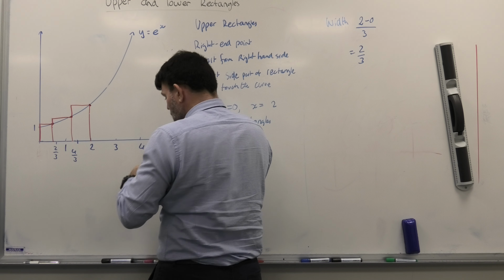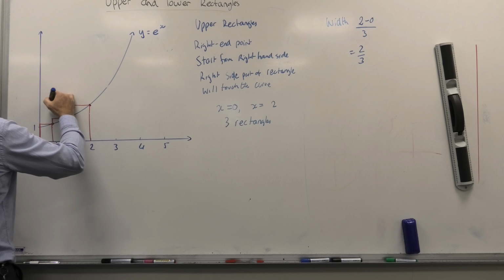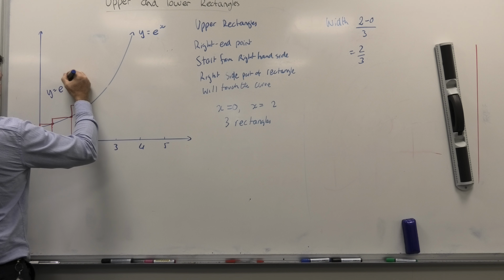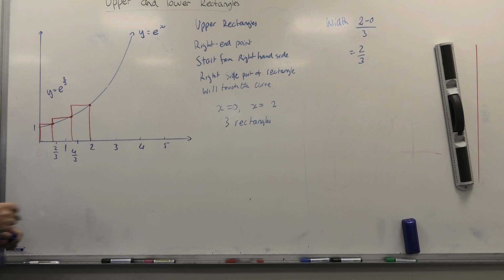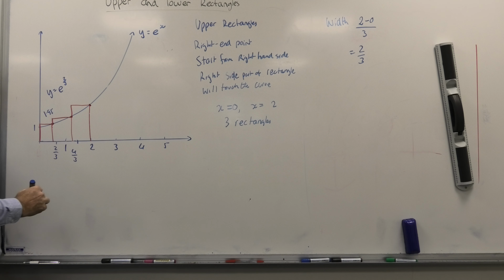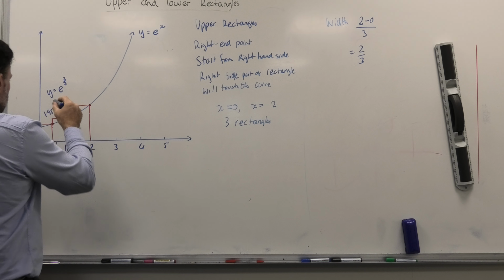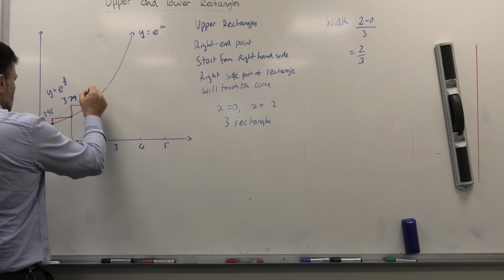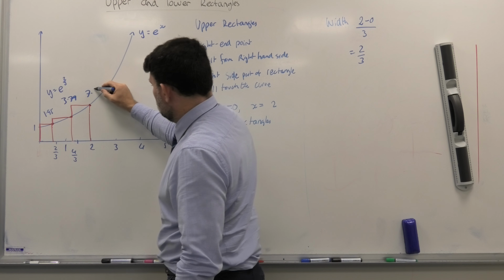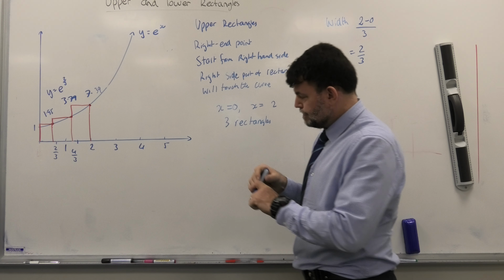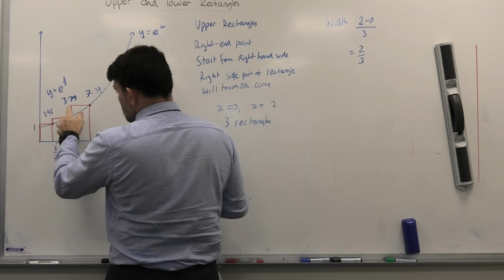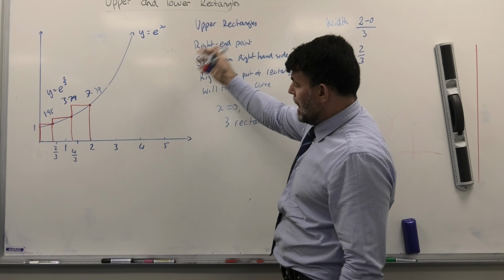So if I put in my equation, just for this one here, we'd have y is equal to e to the power of 2/3. That gives us approximately 1.95. What else do we get? We get 3.79 and 7.39. So these here are the right-hand points of an upper rectangle.